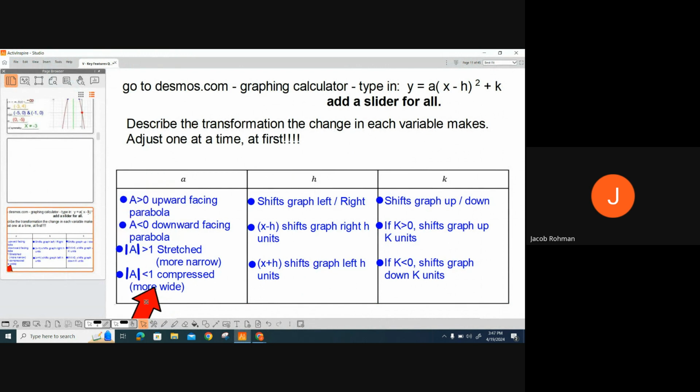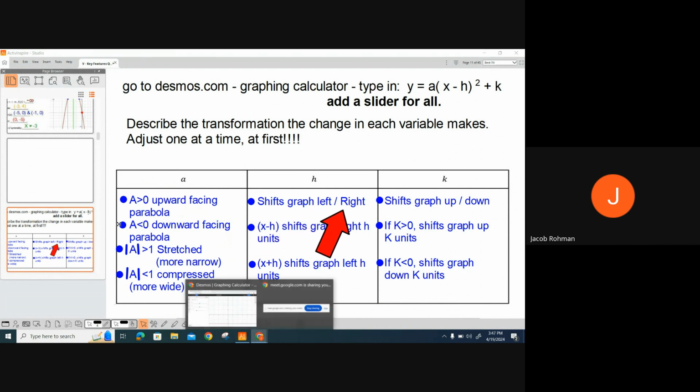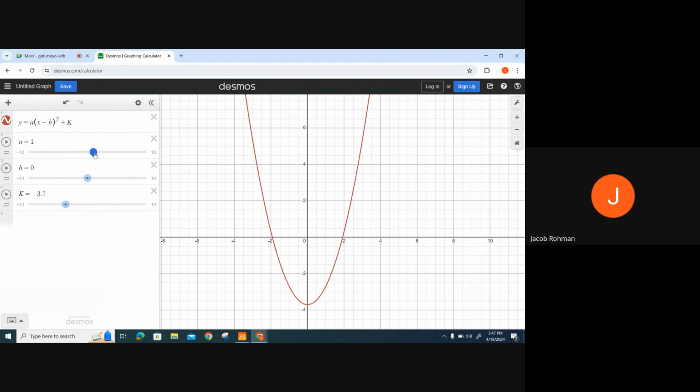Okay, so that's looking at what happens with A. Let's look at what happens with H. So H, we saw that shifts the graph from left to right. So we're going to go back here. Now we're going to put A at 1, and we're going to put K at 0, and H is 0. So when H is greater than 1, it shifts.